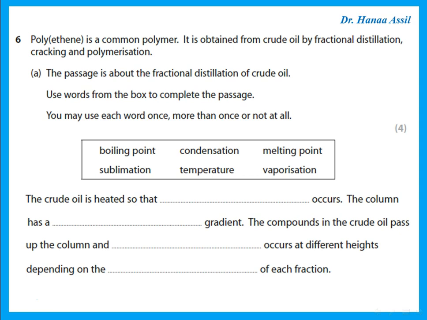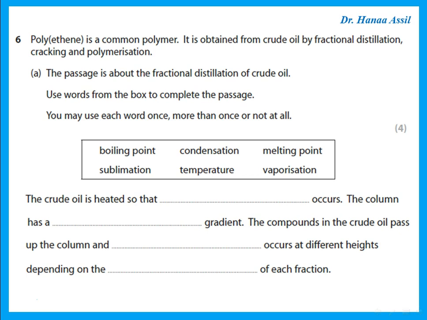Polyethylene is a common polymer. It's obtained from crude oil by fractional distillation, cracking, and polymerization. The passage is about fractional distillation of crude oil. Use words from the box to complete the passage. Again, you may use the word once, more than once, or not at all.